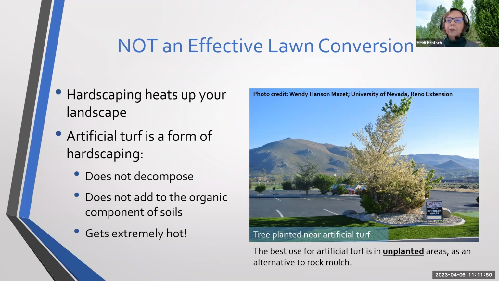I consider artificial turf actually a form of hardscaping because it doesn't decompose and it doesn't add to the organic component of our soils. So it really is a form of hardscaping. And artificial turf, along with rock and other hardscaping materials, can get extremely hot when exposed to the sunlight. In fact, temperatures of 120 to 180 degrees have been recorded above these surfaces. So it's really a big problem. In my opinion, the best use for artificial turf is in unplanted areas as an alternative to a rock mulch or other type of hardscaping.